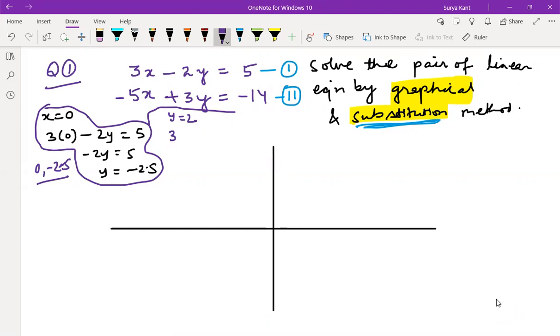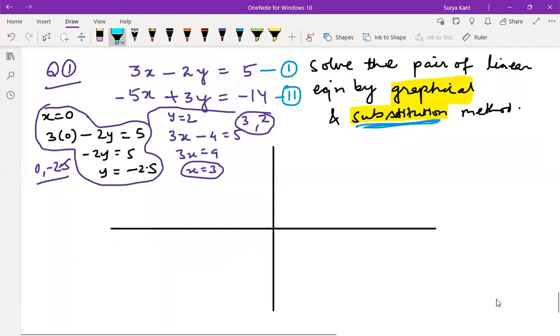So for the second coordinate, we want to find a second point. So 3x minus 4 is equal to 5, right? So 3x is equal to 9, x is equal to 3. Is it clear, children? So if you put y equal to 2, we are getting x equal to 3. Is this clear or not? This coordinate is clear, these two coordinates, how I found them? Sai Charan, is this clear or not? Yes, sir, it's clear.